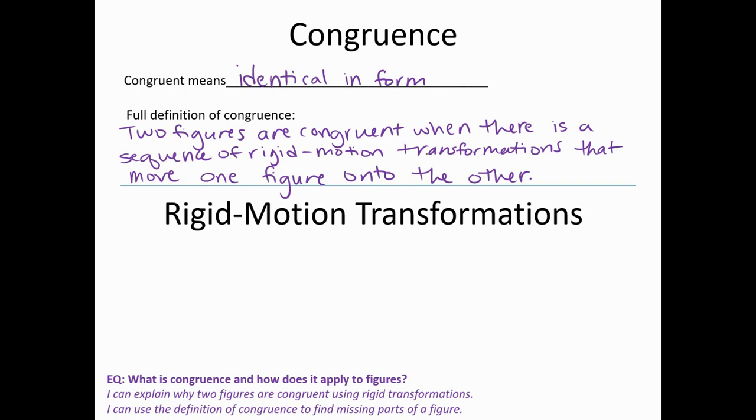A sequence just means more than one, or a set of them, one after the other. And rigid motion transformations, we're going to clarify what those are, so that's why I have that at the bottom here. Rigid motion transformations include translations, reflections, and rotations. So make sure you get those jotted down for me. And we're going to go ahead and go to the next part.